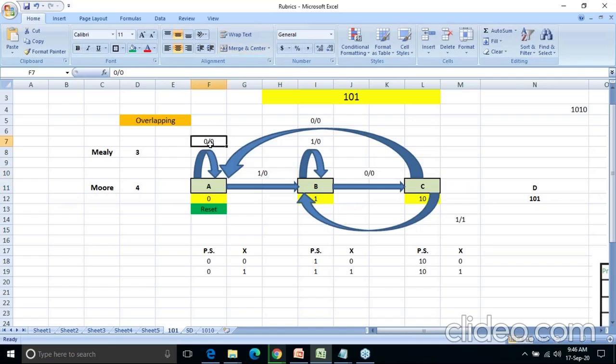Because what is meant by 0 by 0? Just let me know. What is written over here, 0 by 0? Can you elaborate? I have already explained. This is a Mealy type of state diagram. On the transition, what is written for the Mealy? What is meant by 0 by 0?